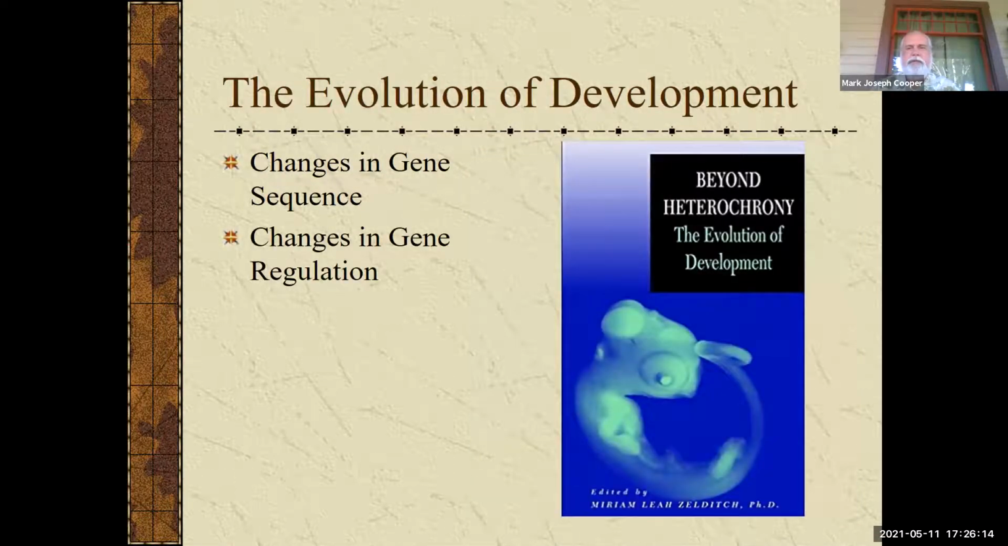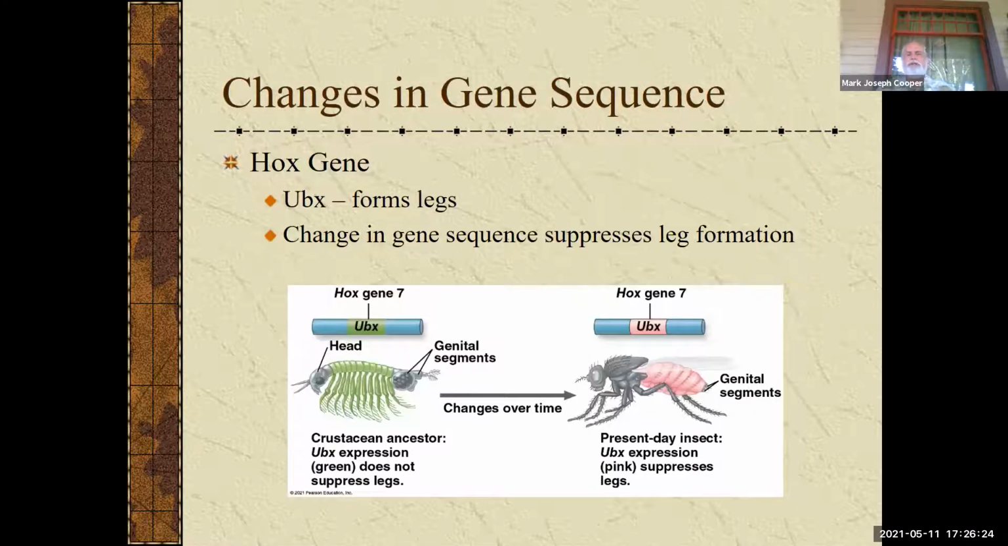And then evolution of development. We can look at two different things under this. We can look at change in gene sequence and then change in gene regulation. So we'll start with the gene sequence, and here we're going to talk about a type of position gene, which is a Hox gene. Here we have the UBX gene that forms legs. And what they have found is if they change that sequencing, they can actually reduce the number of legs.